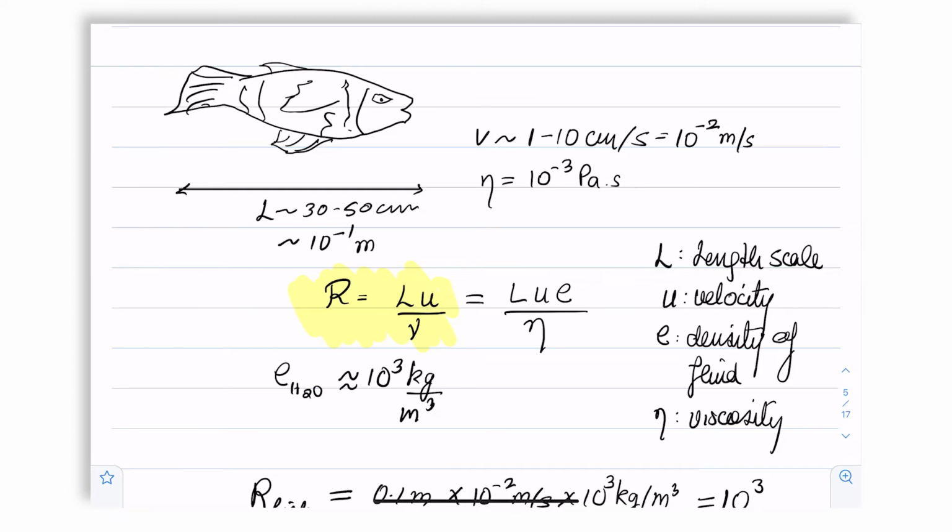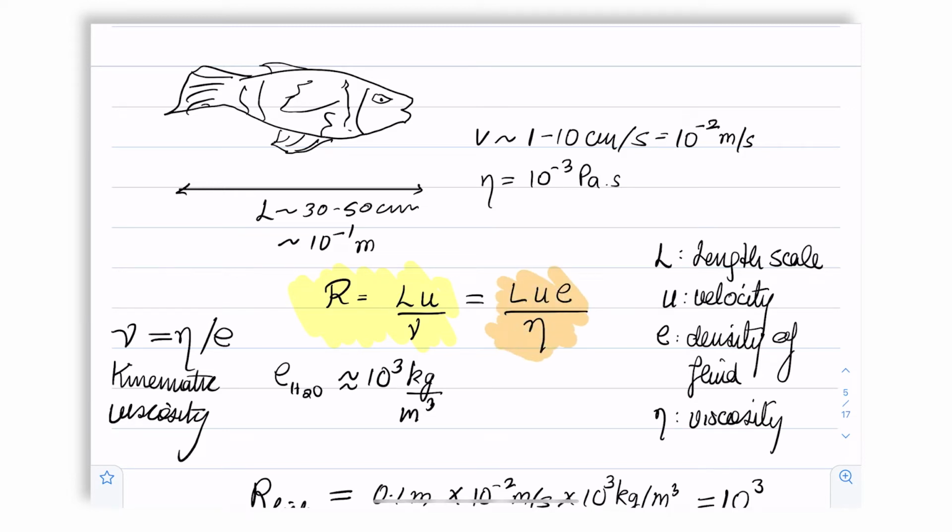where nu is nothing but the kinematic viscosity, but the kinematic viscosity itself can be written in terms of eta by rho. So when we write it out, we get something that looks like this: L u rho by eta. Rho being the density of the fluid, eta being the dynamic viscosity that we've been familiar with.